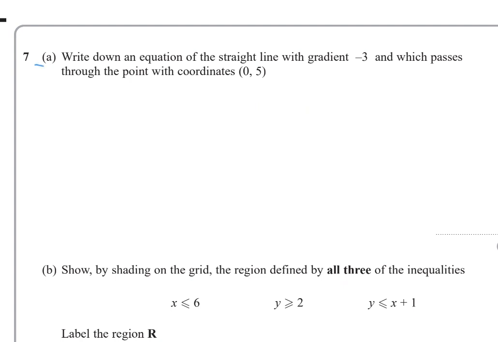7a, write down an equation of the straight line with gradient negative 3 and which passes through the point with coordinates 0, 5. The general equation for the line is y equals mx plus c. M is the gradient, C is the y-intercept. Now m is negative 3, and the line passes through the point 0, 5. If x equals 0, this means y equals c, so c equals 5. So the equation of the line is y equals negative 3x plus 5.